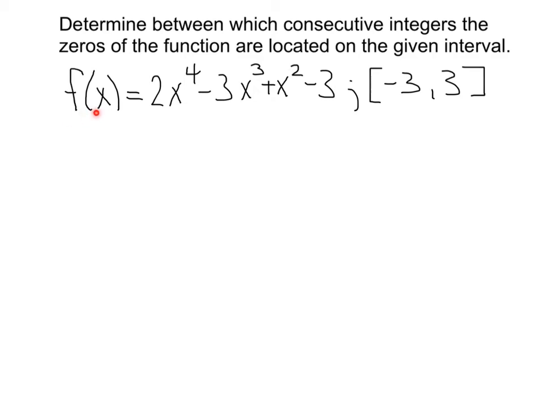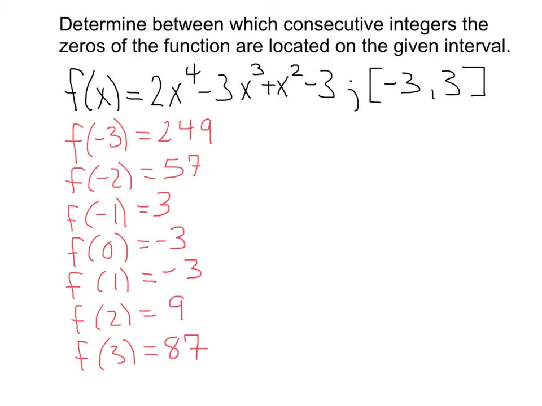So here's our function, f of x equals 2x to the 4th minus 3x cubed plus x squared minus 3. And here's our interval from negative 3 to 3, and these brackets mean the endpoints are included, right? So all our integers in here are negative 3, negative 2, negative 1, 0, 1, 2, and 3. To use our intermediate value theorem, we want to plug each of those values into our function and look for consecutive integers where one gets us a positive y value and one gets us a negative y value, and then we'll know there's a 0 in between.